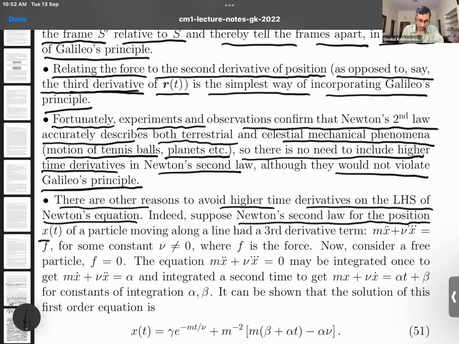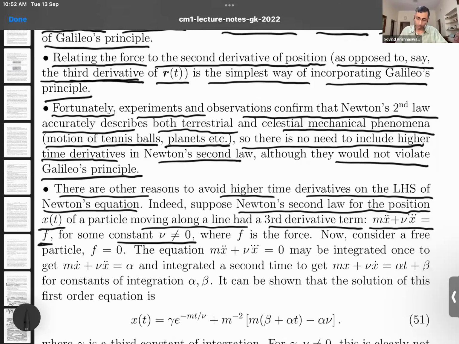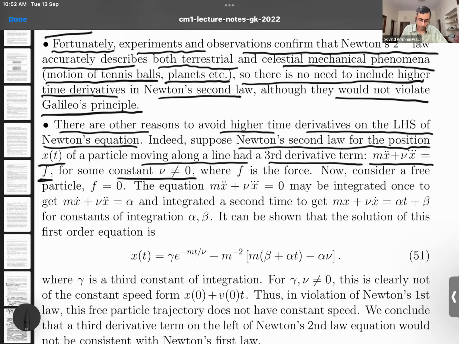Suppose Newton's second law for the position of a particle x of t moving along a line had a third derivative term. Suppose we had the equation of motion m x double dot plus nu times x triple dot equal to some force f, for some constant nu not equal to zero. Now let us see what happens. Consider a free particle, that is, no external force, f is zero. Then the equation of motion for a free particle, according to this new Newton law, would be: m x double dot plus nu x triple dot equal to zero.